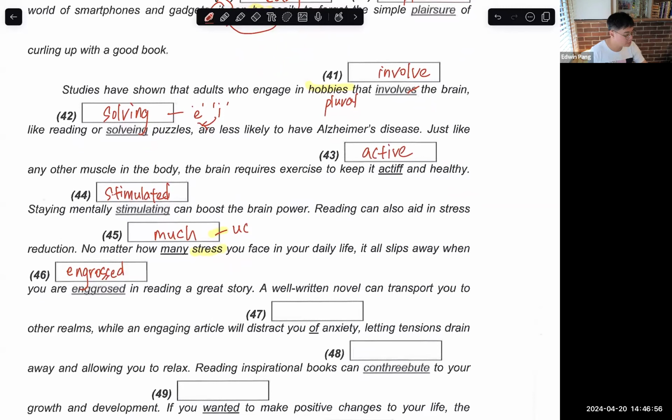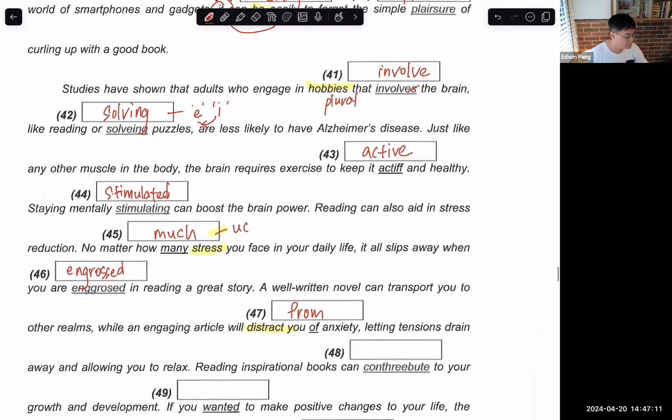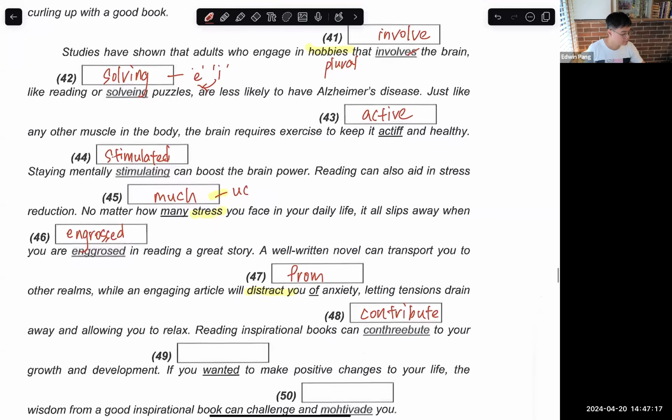An engaging article will distract you. Distract you is the key. Distract you from, right? You distract someone from something. Okay, good. So far, no questions. Excellent. Contribute is spelled this way. We are doing well.